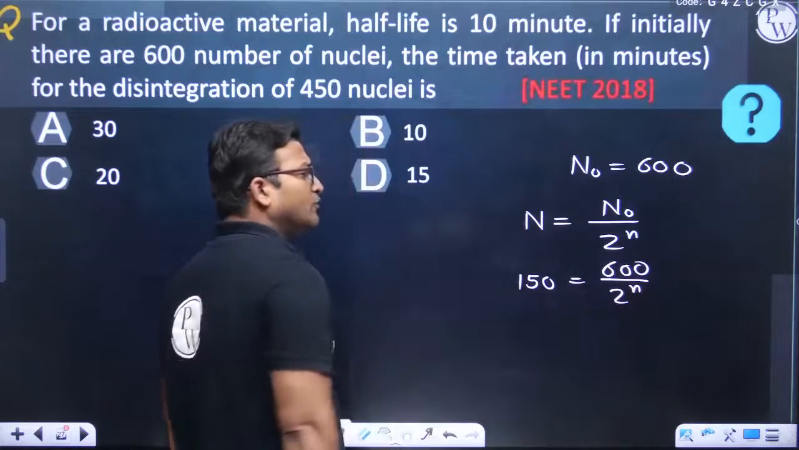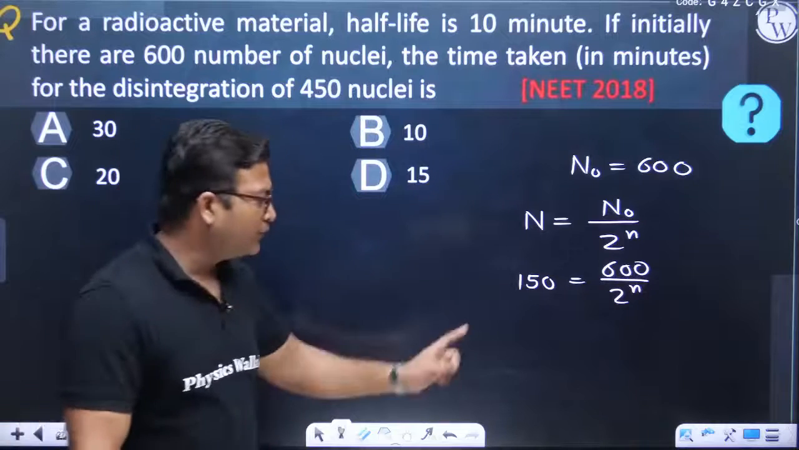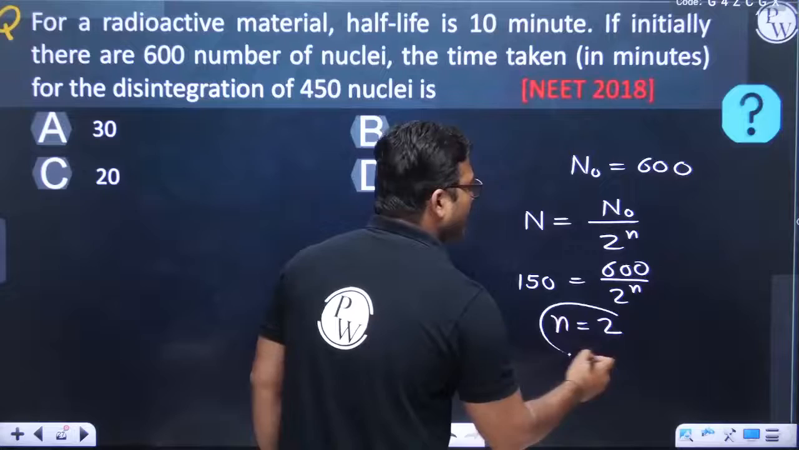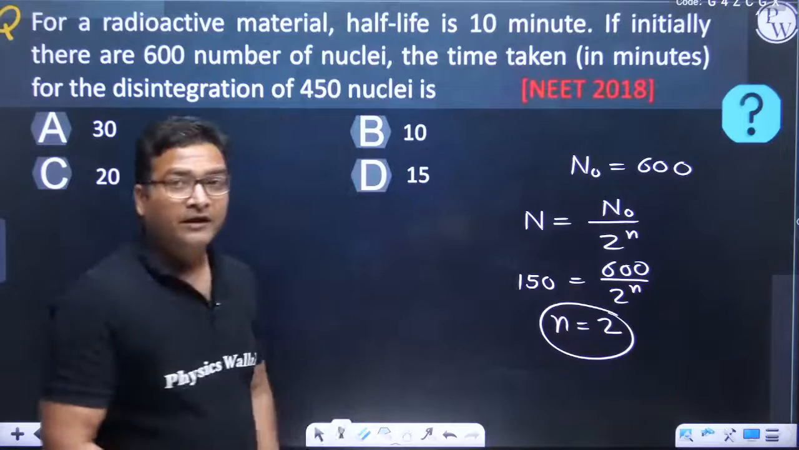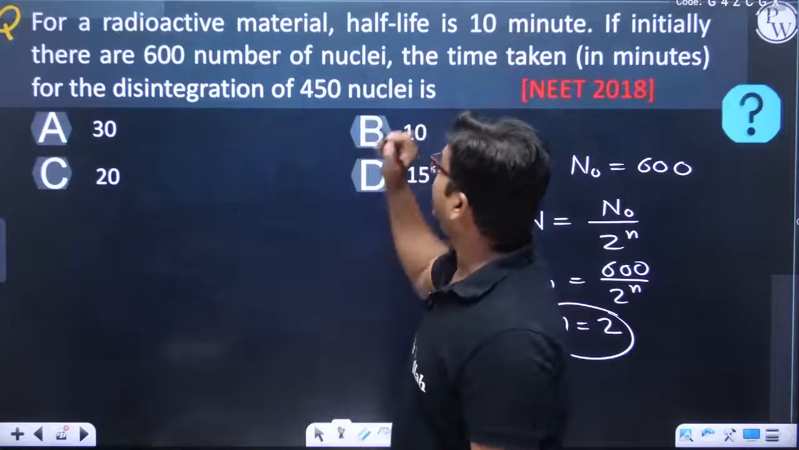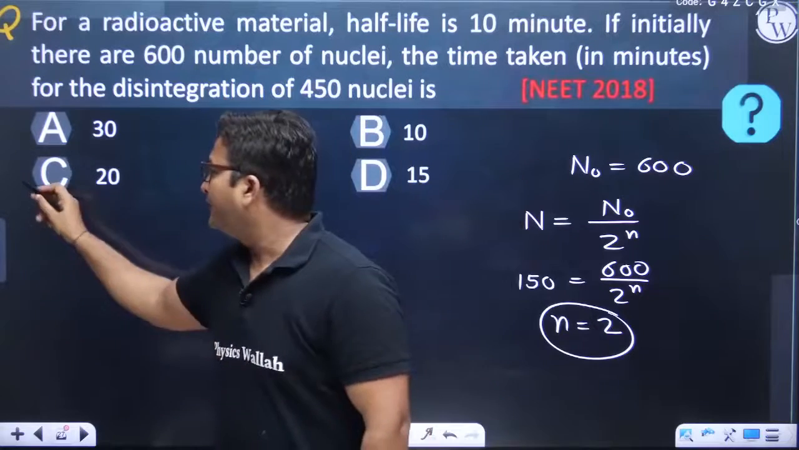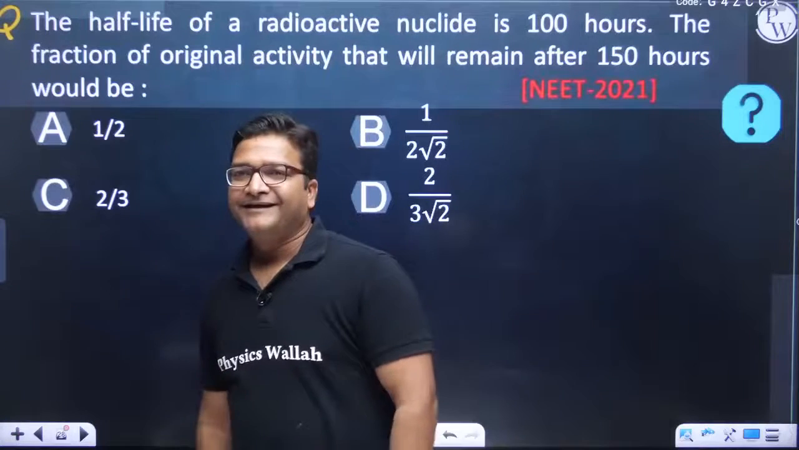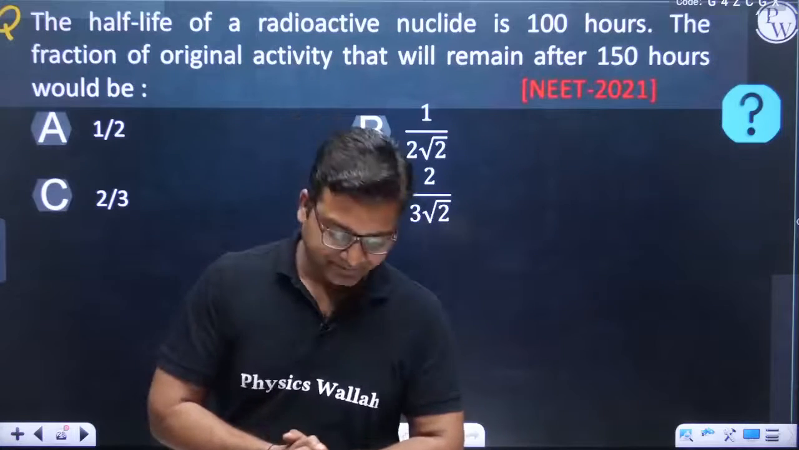We can see 2 to the power n is 4, and if 2 to the power n is 4, n equals simply 2. Means 2 half-lives. The time is comparable to 2 half-lives. So as the half-life is 10 minutes, 2 half-lives would be 20 minutes, and C is your perfect choice. Let's move to the next question.